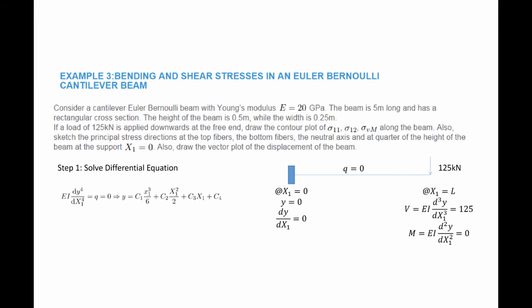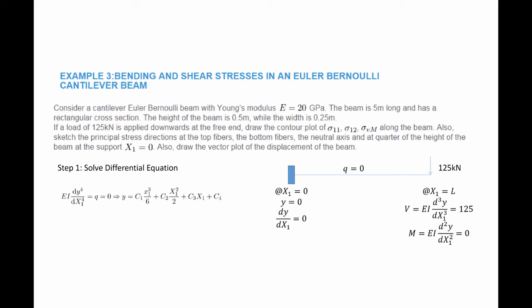This is a sketch of the beam. The equilibrium equation of the beam is EI d^4y/dx1^4 is equal to q. In this example, q is equal to 0, and so y is equal to c1 x1 cubed over 6 plus c2 x1 squared over 2 plus a constant c3 x1 plus a constant c4.